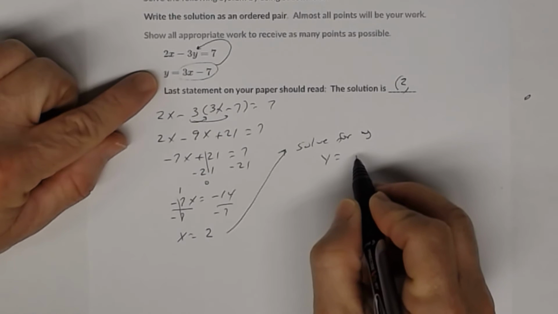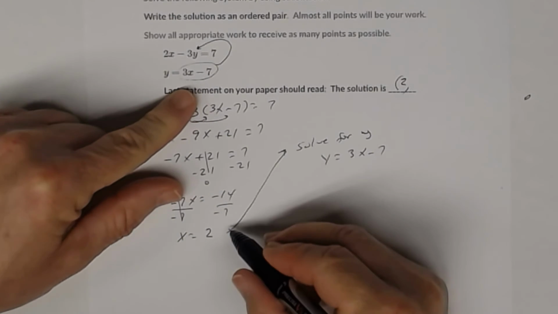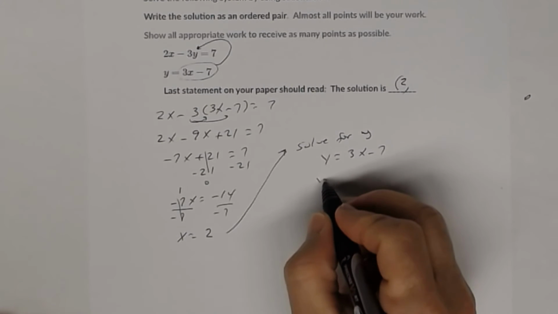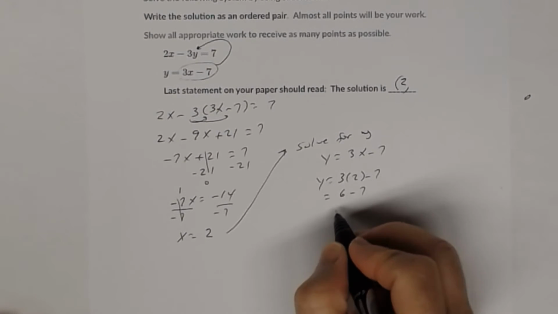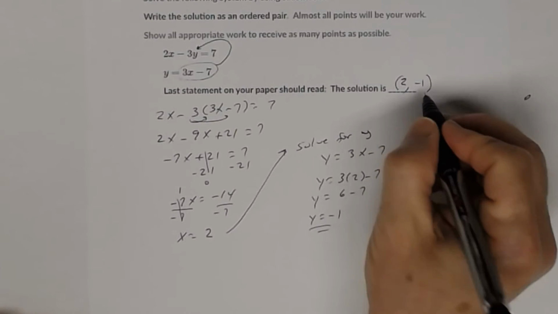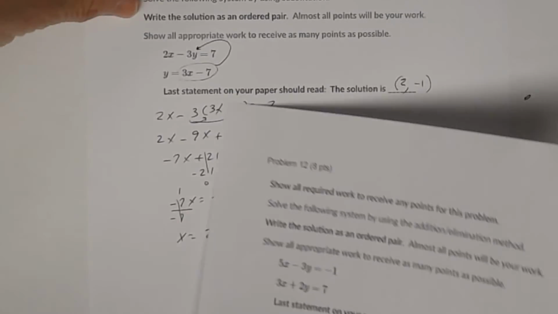In place of x, you're going to substitute 2, because that's what we just found x to be. So I get y equals 3 times 2 minus 7. So that's 6 minus 7, which is negative 1. All right, so there's your solution to number 11. Remember, always follow directions. And that brings us to number 12.